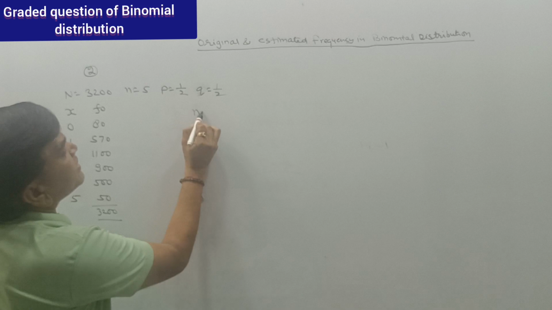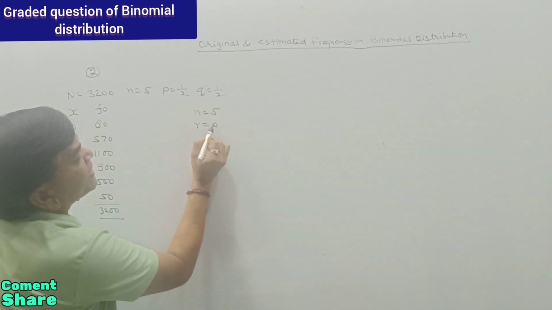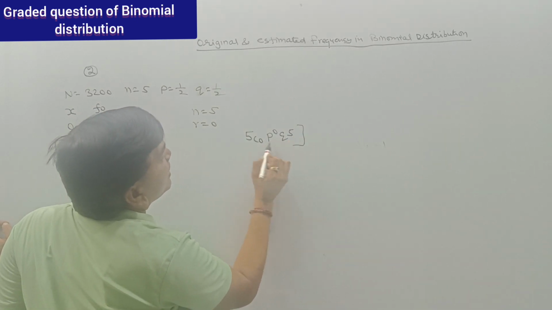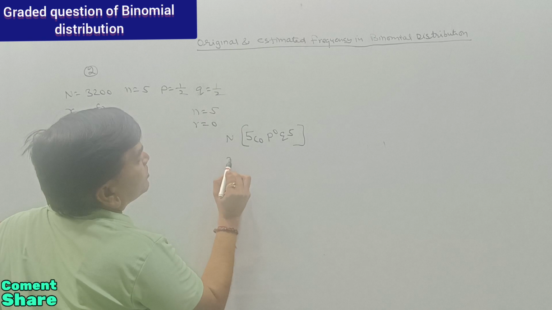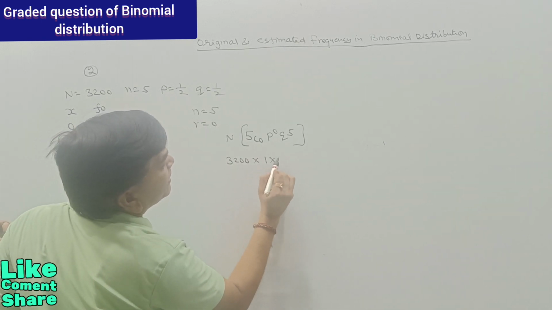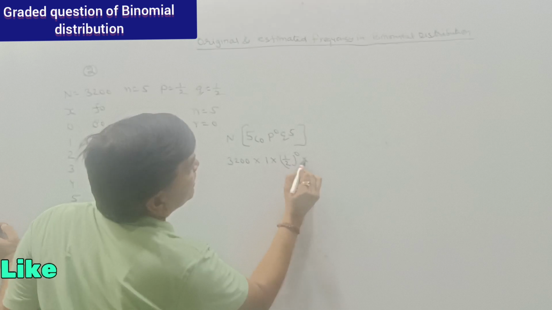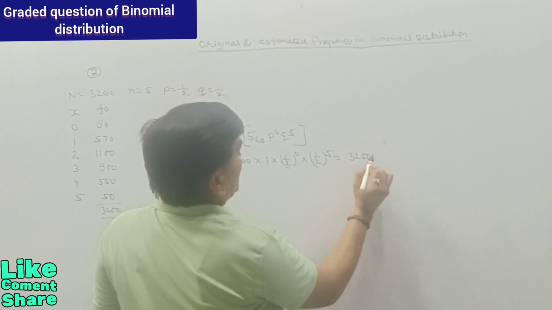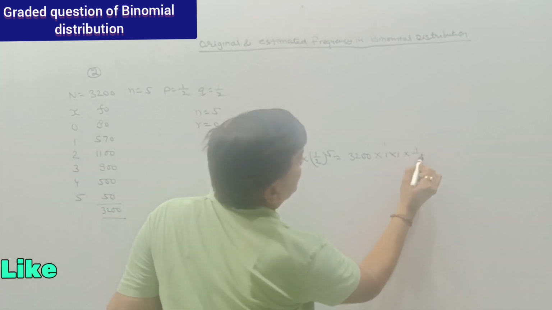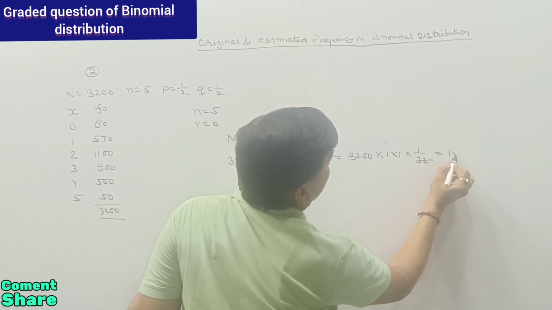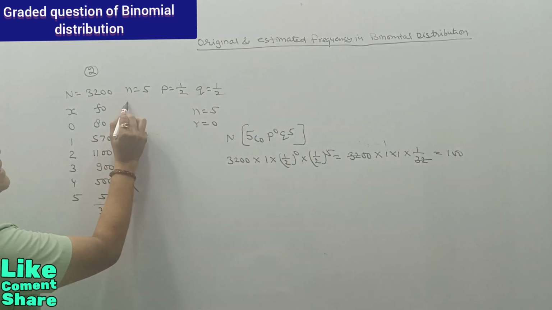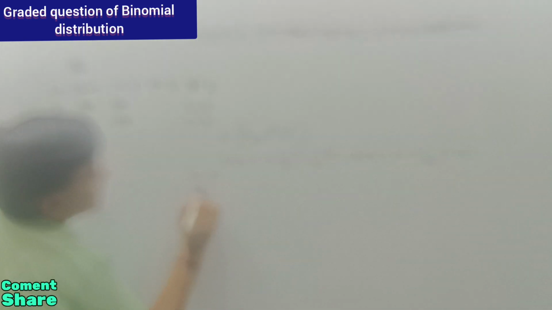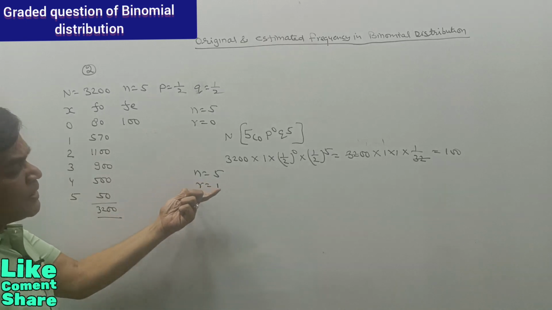So here n is equal to 5, and the probability of getting 0 head is 5C0 p raised to power 0 q raised to power 5, multiplied by N. So 3200 multiplied by 1, multiplied by 1 by 2 raised to power 0, multiplied by 1 by 2 raised to power 5. That will be 3200 multiplied by 1 by 32. So this will be 100. So the first estimated frequency is 100. Now n is equal to 5. If r is equal to 1, we have to calculate the probability of one head.